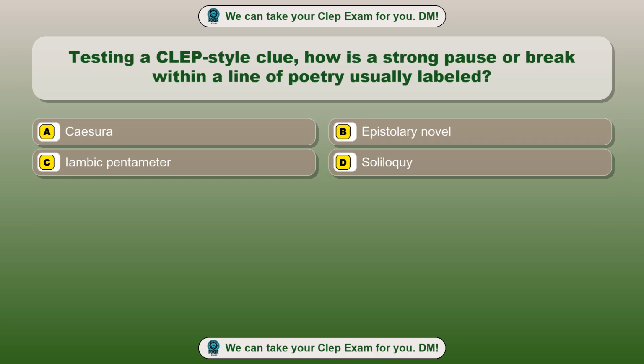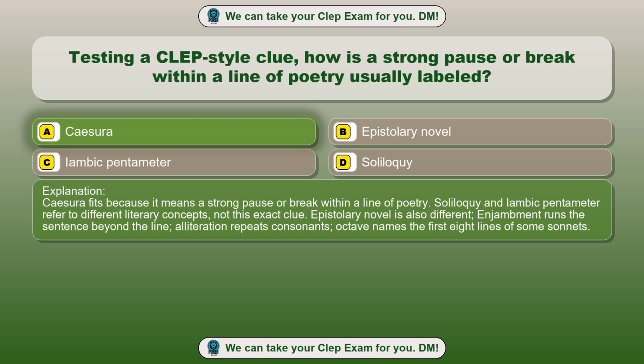Question 33. Testing a CLEP style clue, how is a strong pause or break within a line of poetry usually labeled? Option A, caesura. Option B, epistolary novel. Option C, iambic pentameter. Option D, soliloquy. The correct answer is option A, caesura.